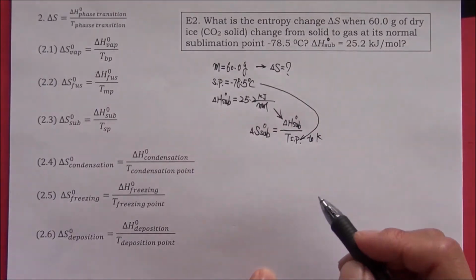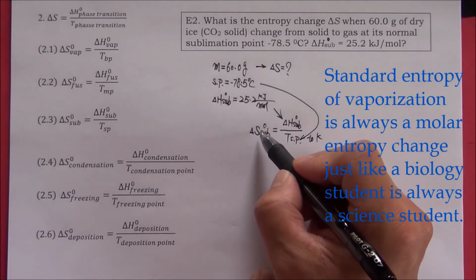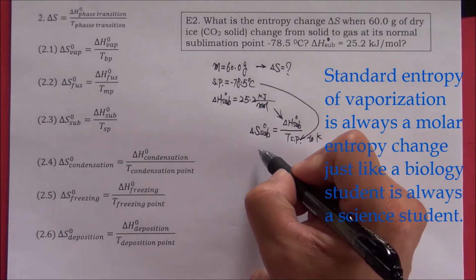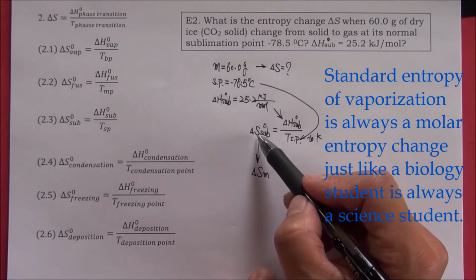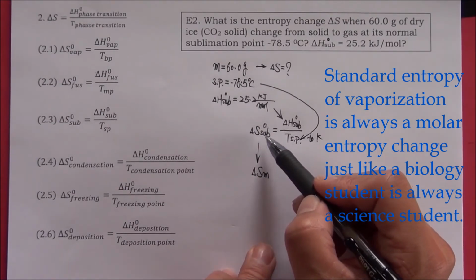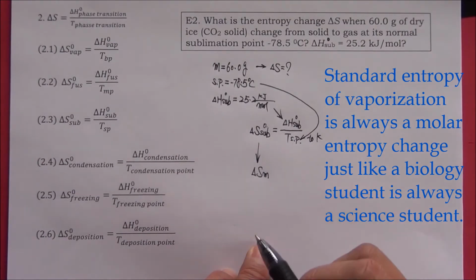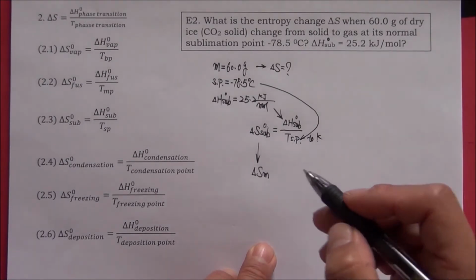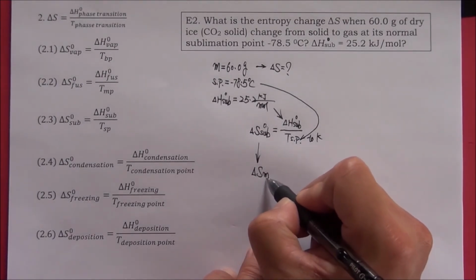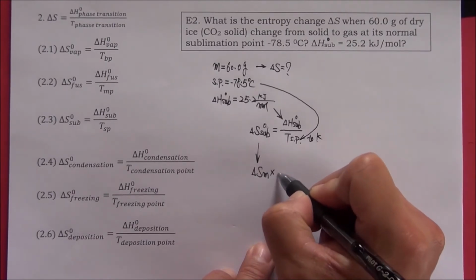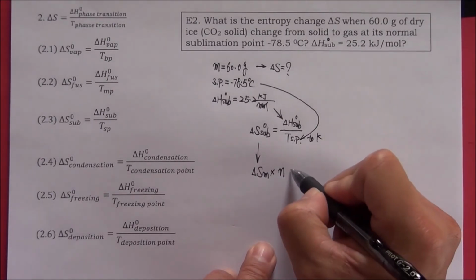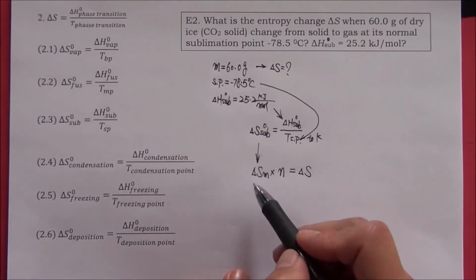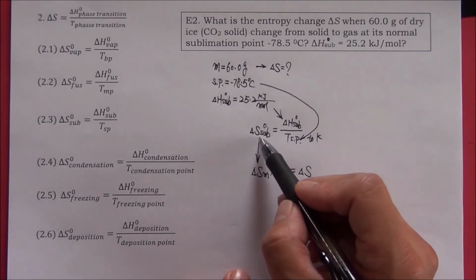If you recall, we have learned in class, the standard entropy of sublimation is one form of molar entropy change. We can also call that molar entropy change because it is a change of entropy for 1 mole. In class, we learned the equation: molar entropy change multiplied by the moles equals the entropy change. We already get the molar entropy change from the previous calculation.